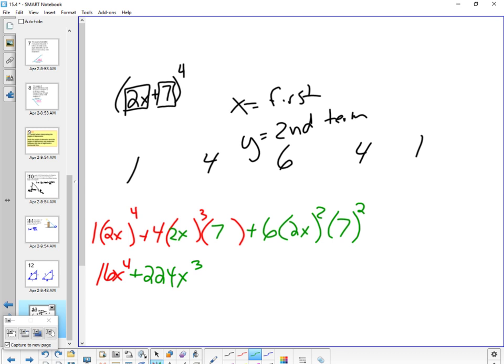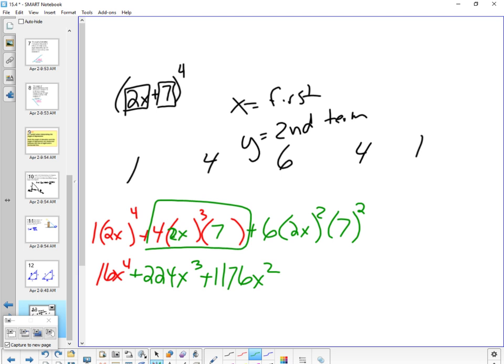I'm going to use a calculator. This is getting crazy. I can do math in my head, but I don't want to. I'm taking 4 times 6 times 49, right? I've got 1,176 x to the second. Yeah? Please let me know if I've lost you anywhere. You're okay with how I got these numbers?